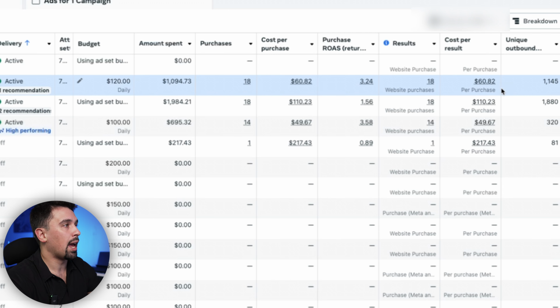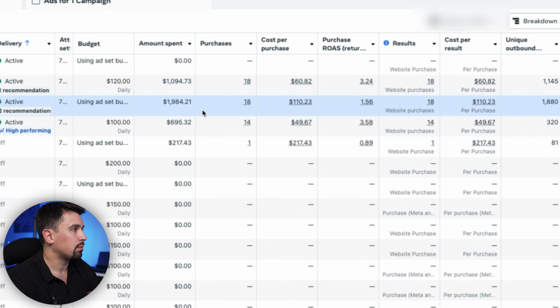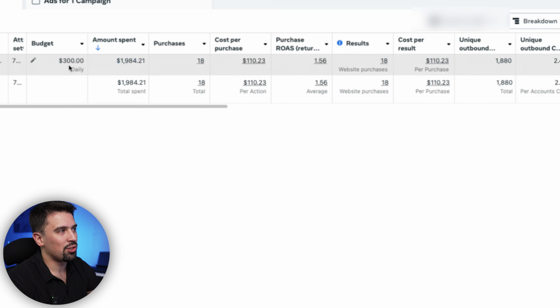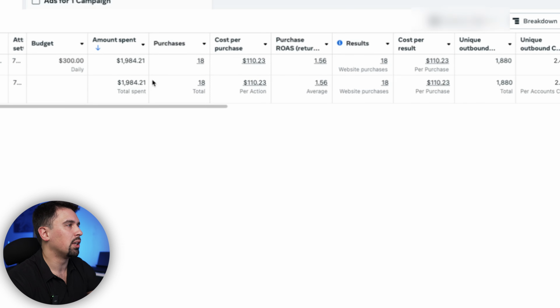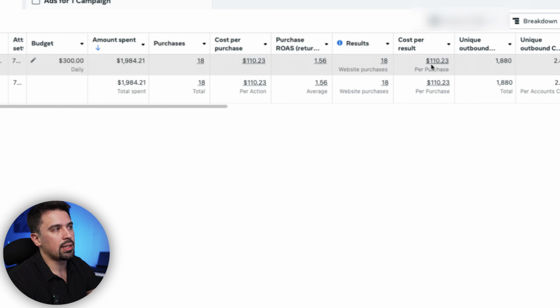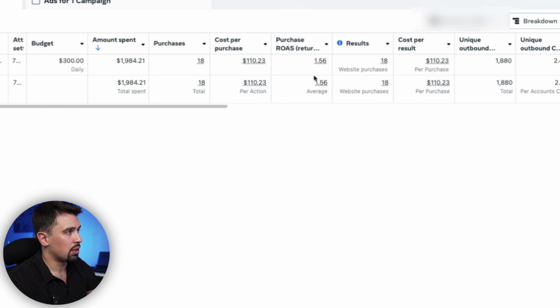Okay, so as you can see, ROAS 3.24, the cost per purchase is way down, and we're spending more. We're spending 120, right? And now let's take a look at this one. This one is not doing as good, but let's see. This one's at $300 a day. I attempted to scale this one from 150 to 300 vertically, and it actually did not react well. So this one, you can see it's at a 110 cost per purchase.